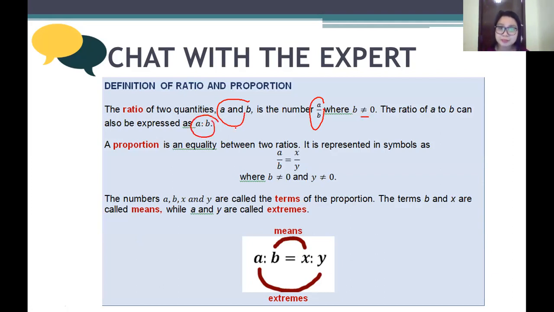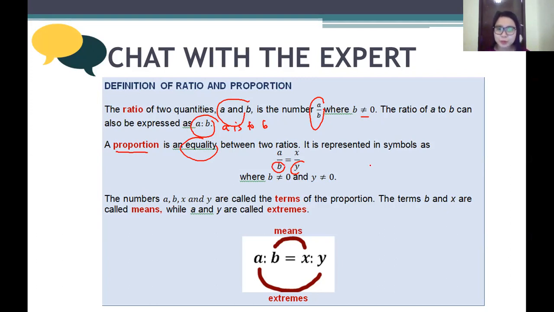How do we read it? You can say the ratio of A and B. That's one way. Another way is A is to B. If we say proportion, we are talking about the equality between two ratios. For example, A over B is equal to X over Y. Be sure that our denominators are not equal to 0 so that it won't be undefined.